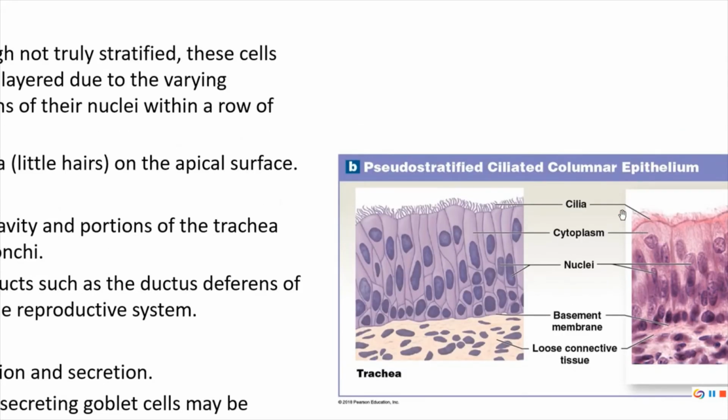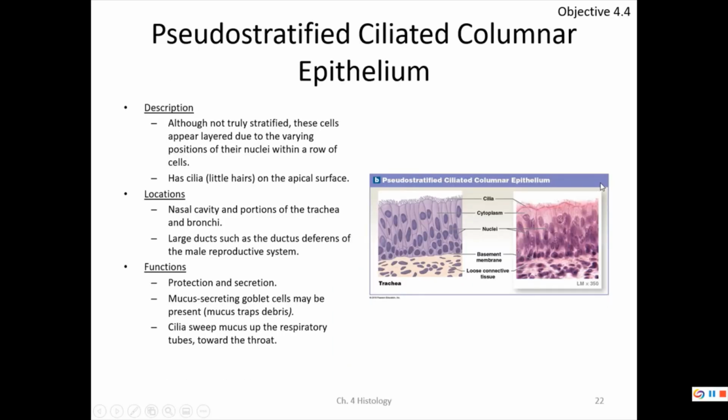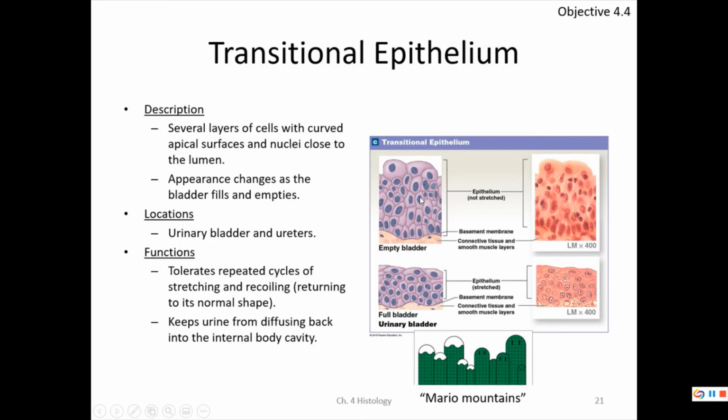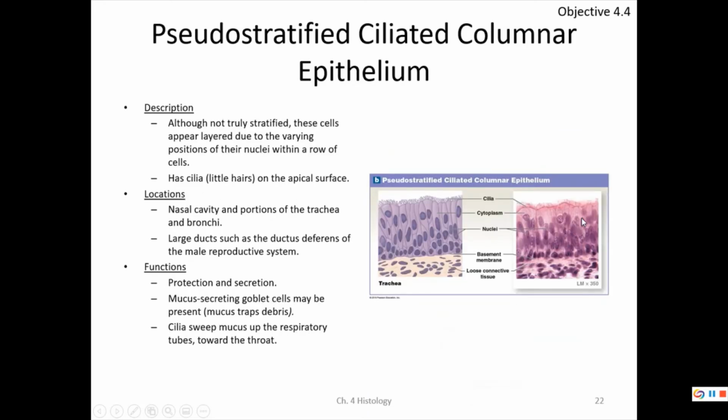It's falsely stratified. The pseudostratified and the transitional kind of break the molds. Okay, they don't fit this particular epithelial thing. Now, they're in the nasal cavities and they're in the trachea and the bronchi.